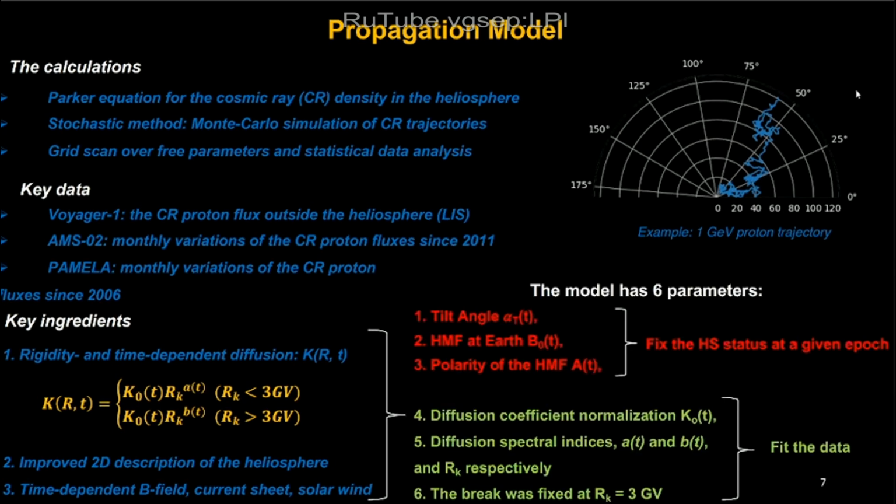So finally, six parameters: tilt angle, heliospheric magnetic field, polarity, which can be defined for a given approach by some solar observatories, and the other three that I introduced here can be found by fitting with the observed data. Okay, so this is the whole story and the path we went through with this model.